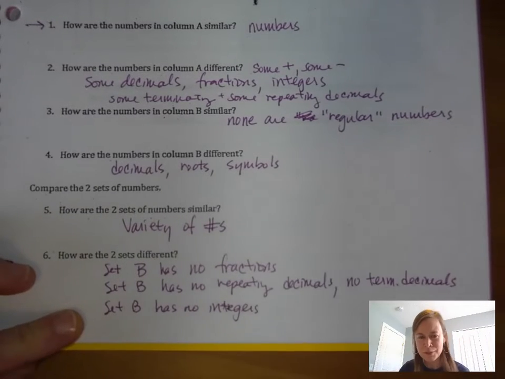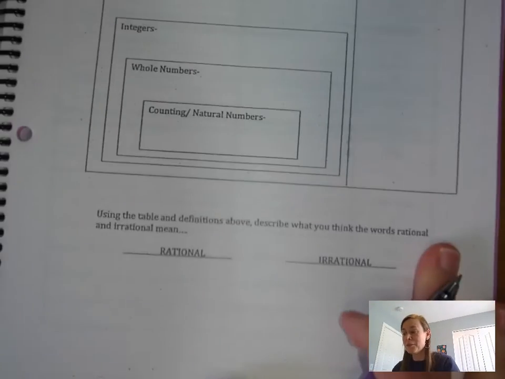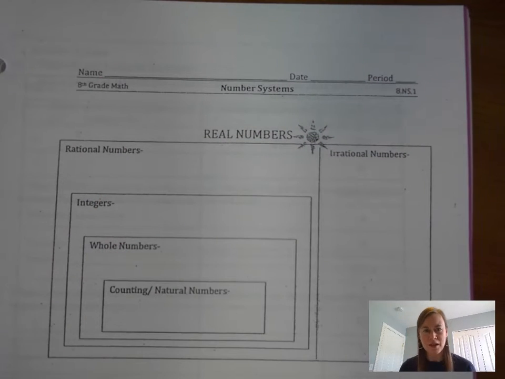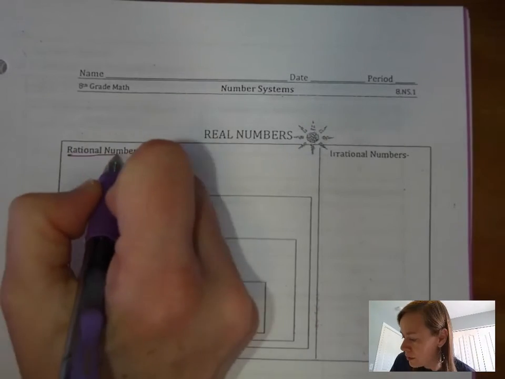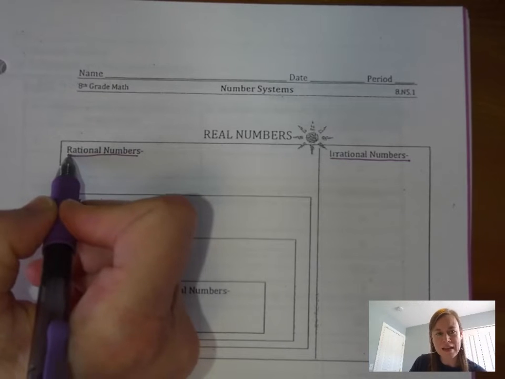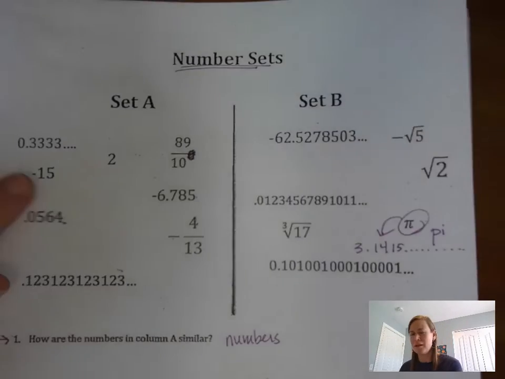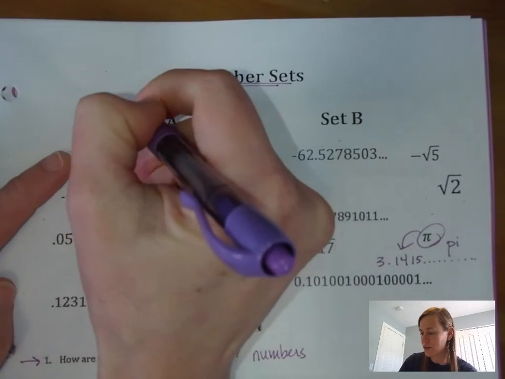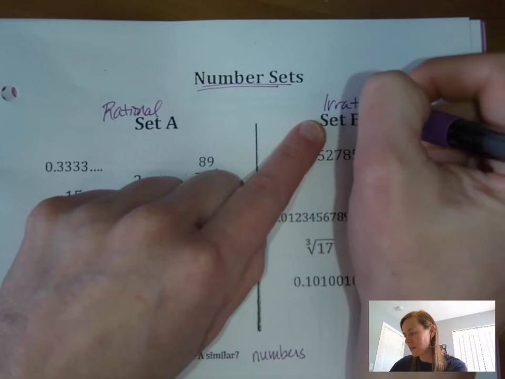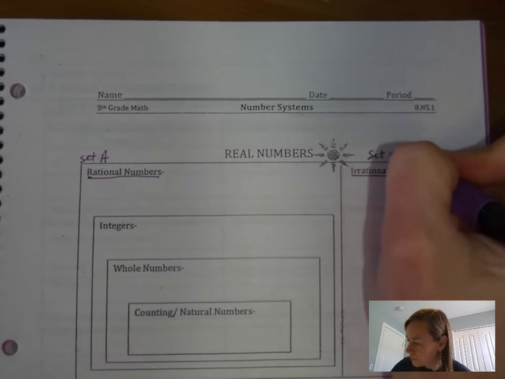Okay, so we're making some good observations here. Let's go ahead and flip to the next page. What we're talking about today is the number system, right? And when we're talking about all these things in set A and set B, we're generally talking about rational numbers versus irrational numbers. The label rational corresponds with everything that we saw in set A. All of these guys are your rational numbers. And then set B, these are your irrational numbers. Irrational. Okay, so let's label that over here, set B.